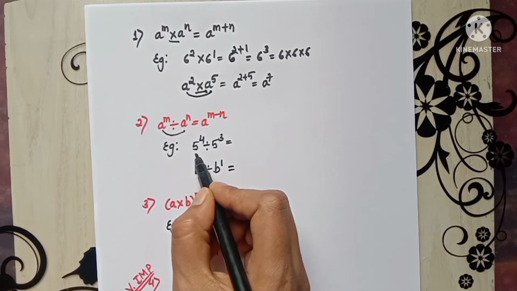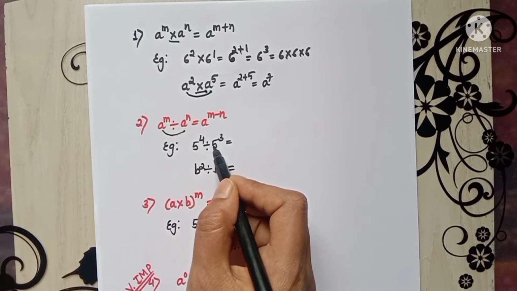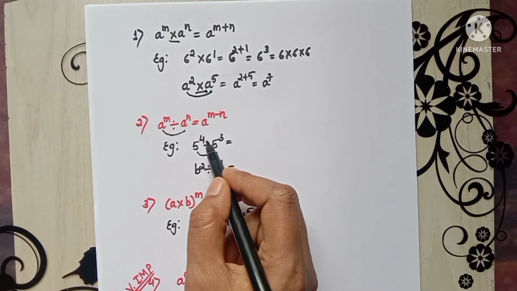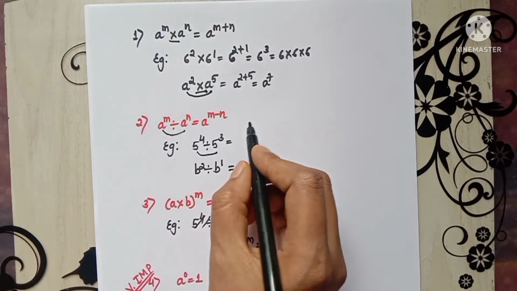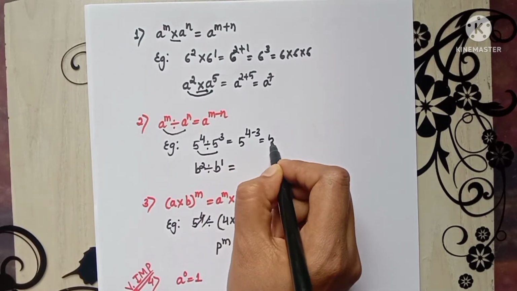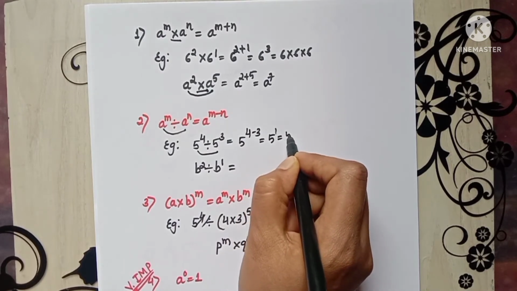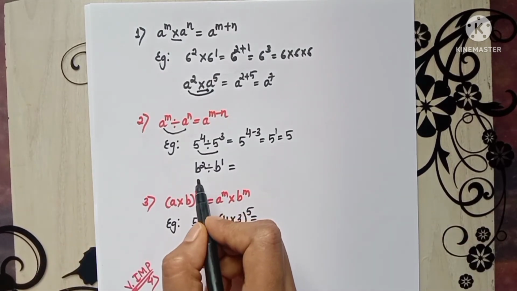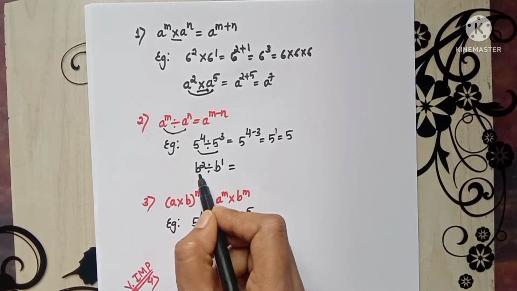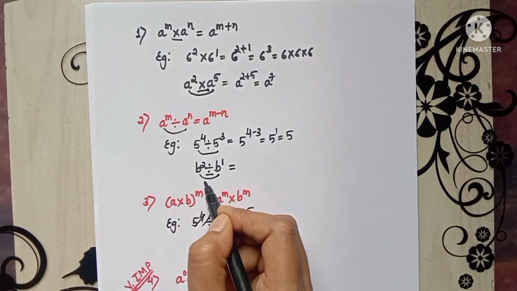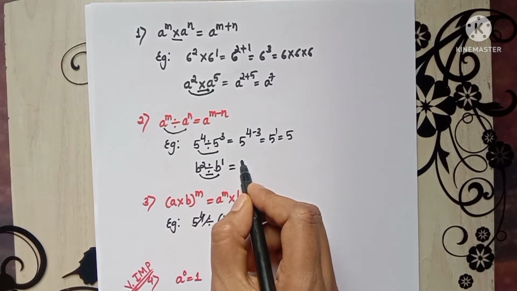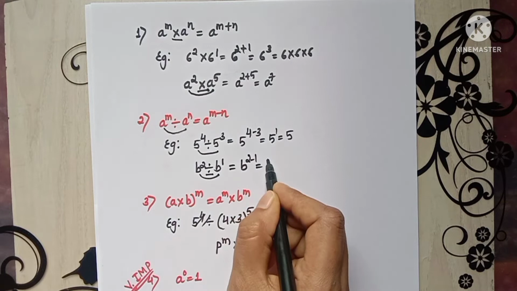So we have an example, 5 to the power 4 divided by 5 to the power 3. Here the bases are same. In between we have a division sign. Division sign means we have to subtract the powers. So this is 5 to the power 4 minus 3. What is 4 minus 3? It is 1. So the answer is 5. We have another example, b to the power 2 divided by b to the power 1. Here the bases are same, in between we have a division sign, so we subtract the powers. So it is b to the power 2 minus 1, which is equal to b.